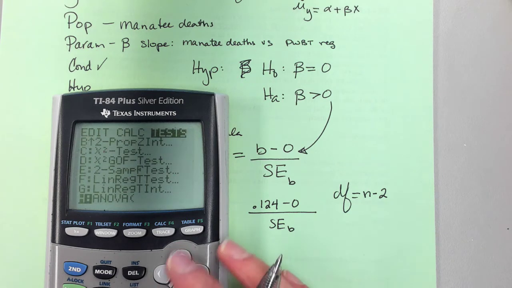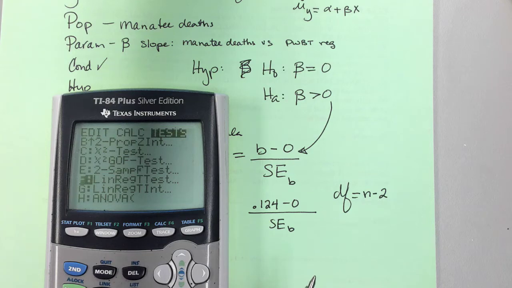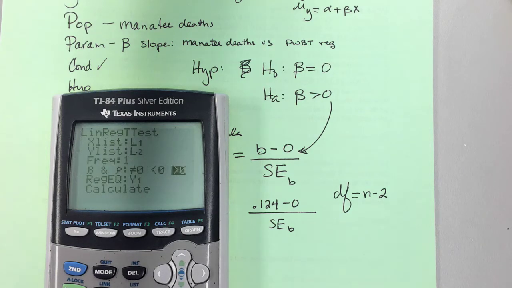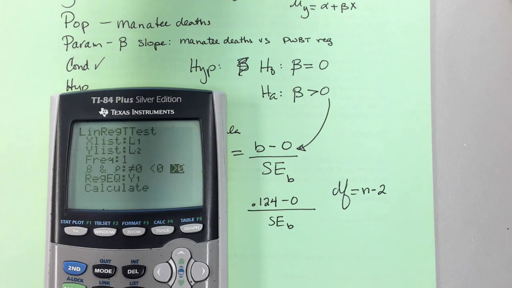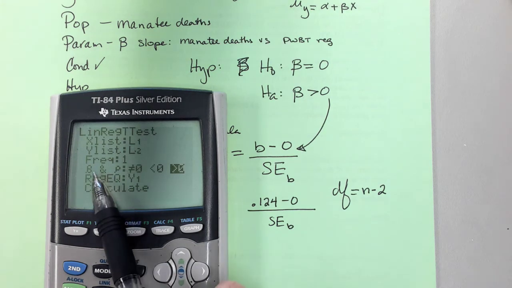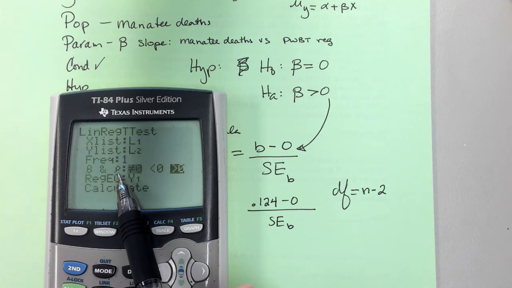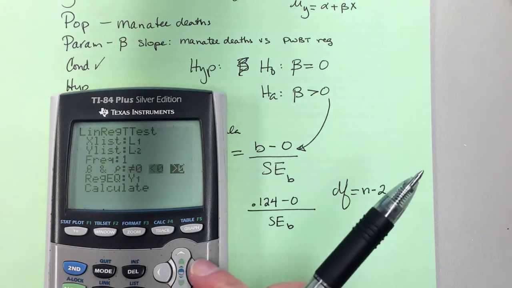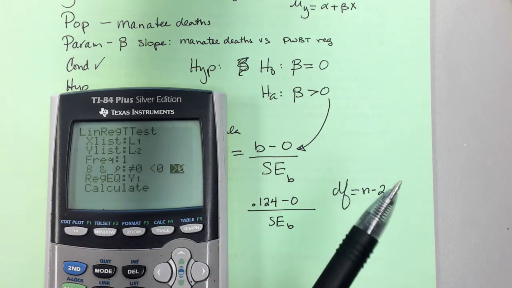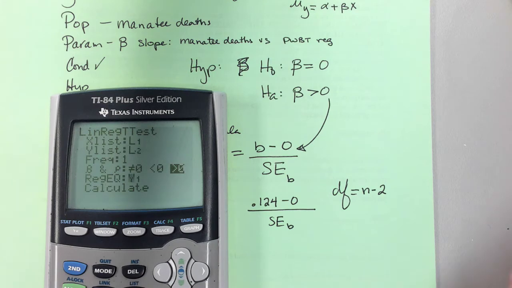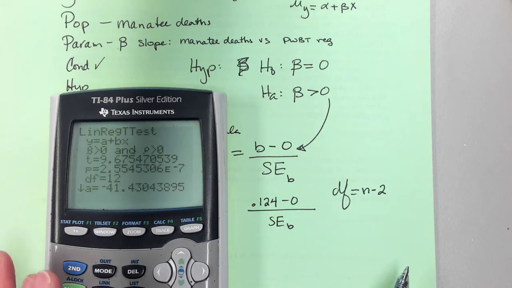We need to kind of go down to the bottom. This is LinRegTTest, the linear regression t-test. Hit it. X list is L1, Y list is L2. Don't worry about the frequency. If you're wondering what this is, this is beta, and this is something called rho. We're not even going to go there. We're choosing greater than. Regression equation was in Y1 because that's where we put it. Hit calculate. Sweet.